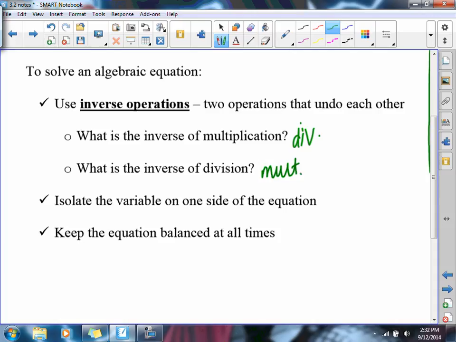When we have an equation that has multiplication in it that we want to undo, we're going to divide. When we see an equation that has division in it and we want to undo that division, we're going to multiply. And remember, we still have to isolate the variable, which means we have to get it by itself. Then we want to keep the equation balanced, so what we do to one side of the equation, we have to do to the other side.